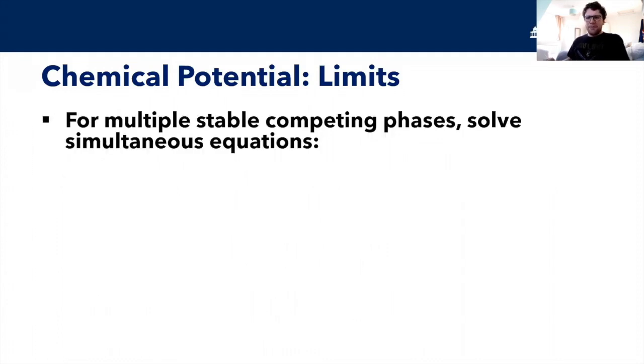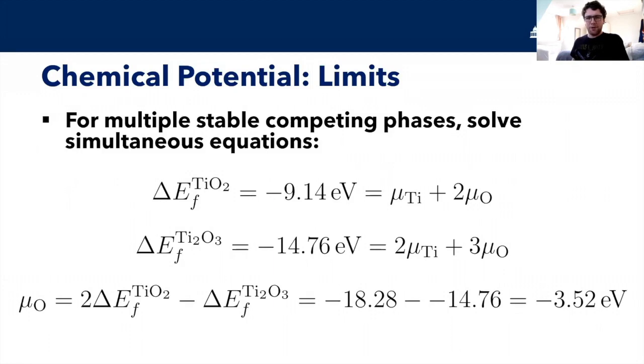We can now consider what happens for a chemical phase space that has more than just the two elements of a single phase in it. So let's look at titanium and oxygen, and we can now see that there are two stable competing phases. So there's TiO2 and Ti2O3. We can then calculate the formation energy of each species as before. And then we can construct a simultaneous equation. So we can subtract the bottom one from 2 times the top one to get our chemical potential of oxygen. And that gives us a value of minus 3.52 eV.